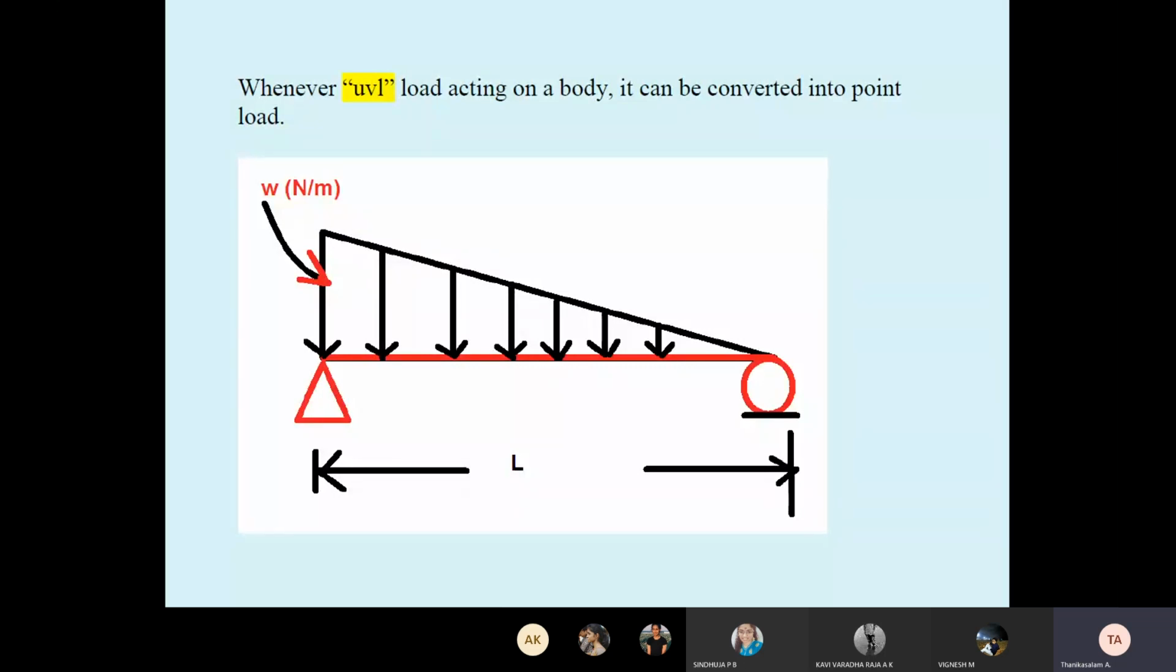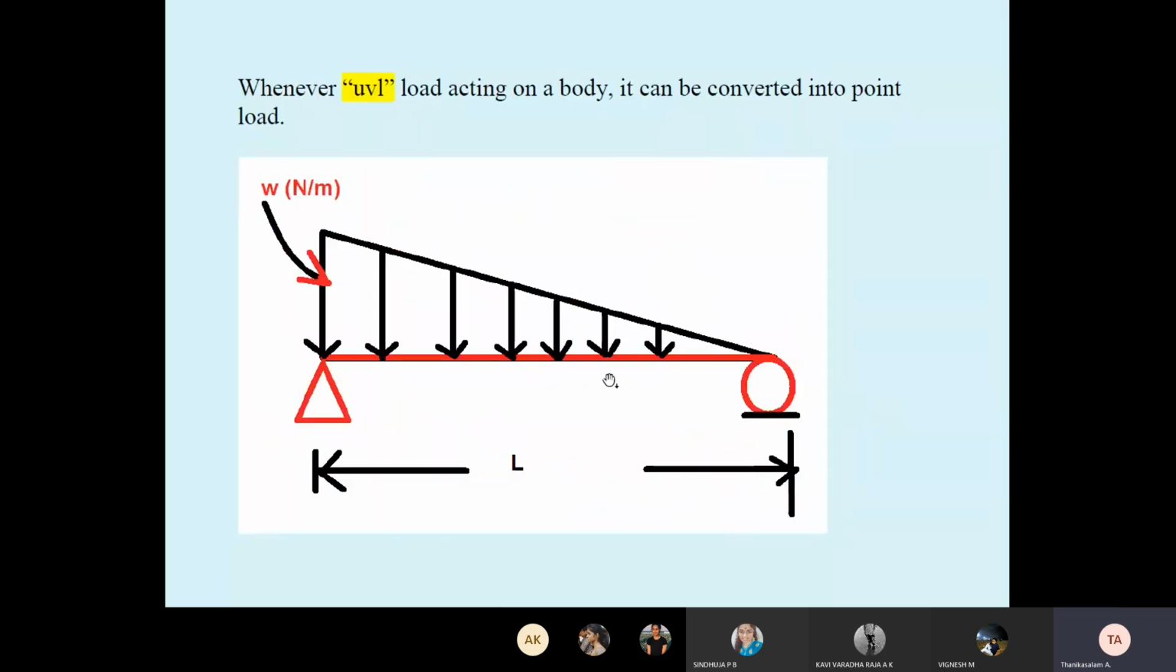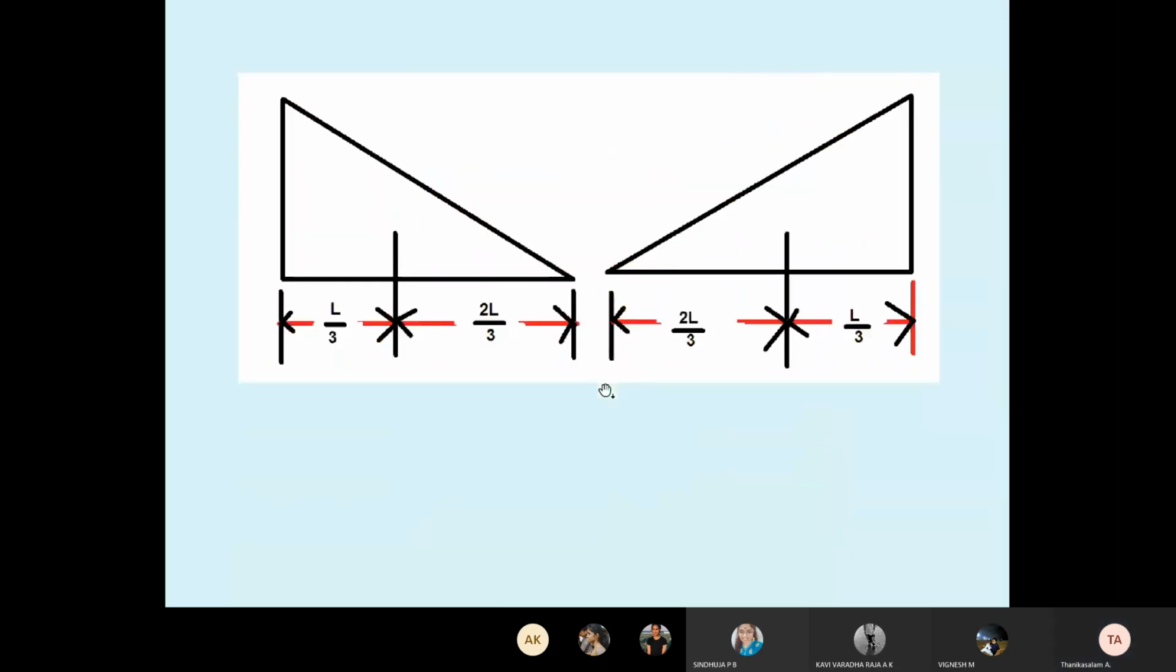See here, the uniform distributed load is rectangular. Rectangular means length into height. So we converted length into height, 6 into 5. So acting at the middle, the 6 meter middle, I marked. For a triangle, what is the middle? See here, diagram. This is the middle.